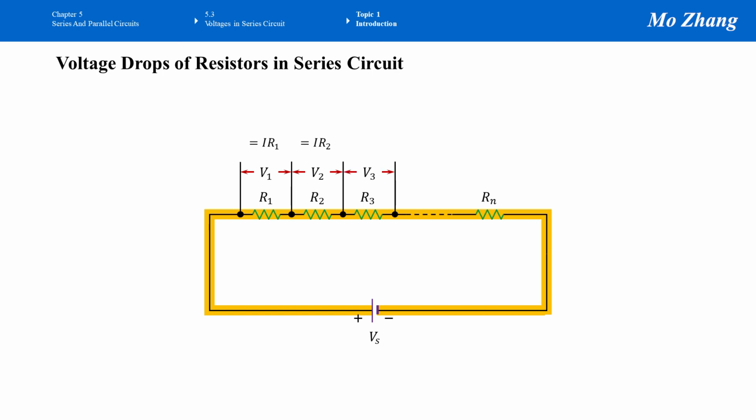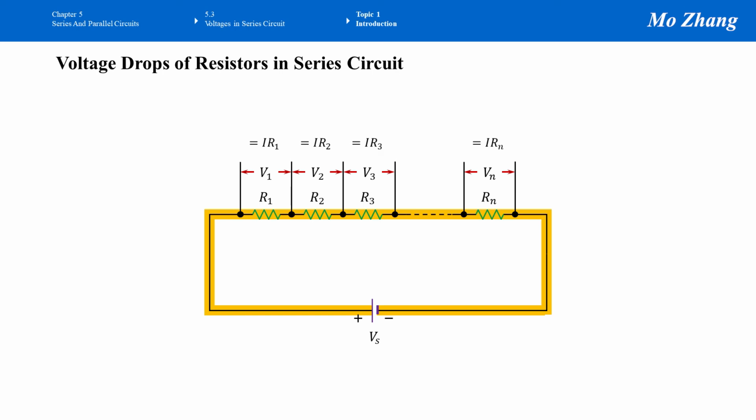How about the voltage drop on R3, V3? That equals I times R3. And how about the voltage drop on the last resistor, Rn, called Vn? This equals I times Rn.